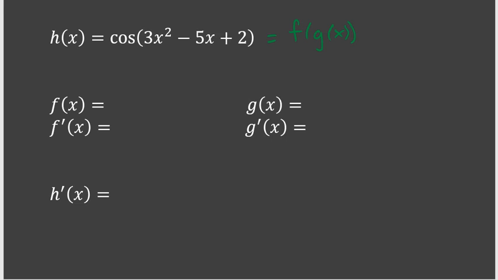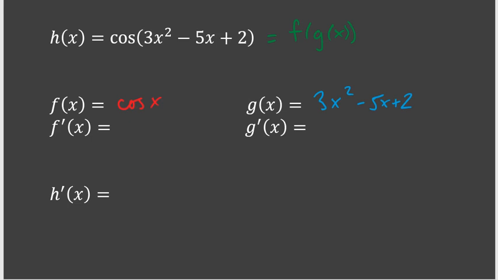So first let's start with the outside function. We see we have the cosine of a whole bunch of stuff. So it looks like we're taking a whole bunch of stuff and plugging it in for where there'd be a variable in the cosine. So that tells me that my outside function, my f of x, is going to be the cosine of x. And then all that stuff that I'm shoving into the cosine, that's going to be my g of x. So 3x squared minus 5x plus 2, and that's all going to be my g of x.